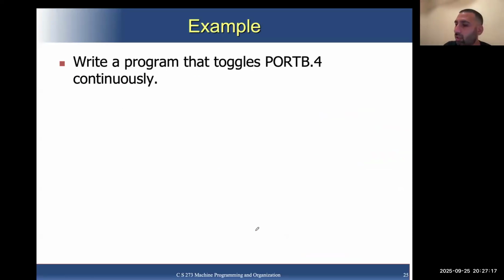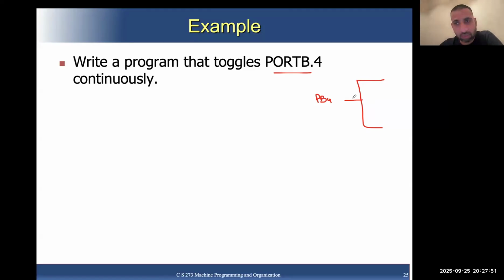Okay, so let's have a look at an example of how we can use these instructions. Let's say we want to write a program that toggles PORTB pin 4 continuously. Note this is different from what we had earlier. Earlier we were toggling the value on the whole port. This time we have the pin B4 on the AVR microcontroller, and we want to toggle the value only on this pin. All other pins remain unaffected or unchanged.